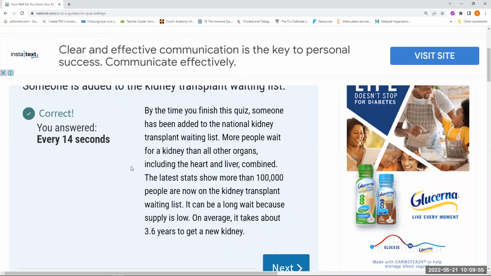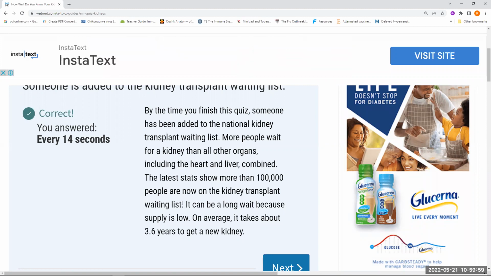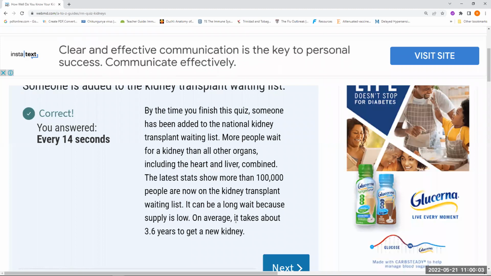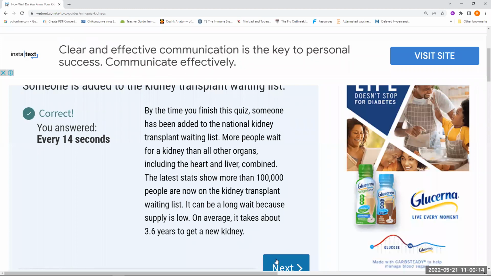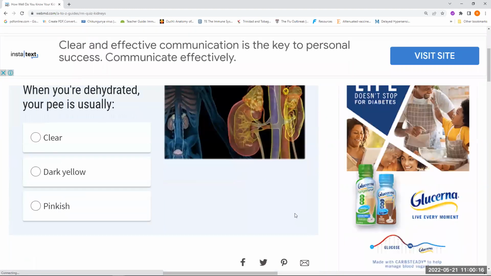Showing more than 100,000 people on the kidney transplant list. It can be a long wait because the supply is so low. On average, imagine it takes almost 4 years to get a new kidney, unless, of course, you have a family member willing to donate it, right? So every 14 seconds. So that's why it's good to take care of your kidneys, drink water.